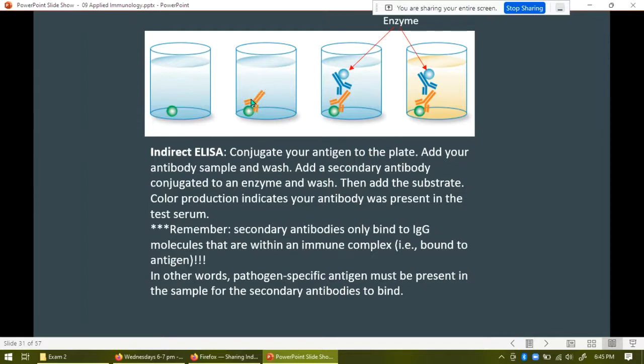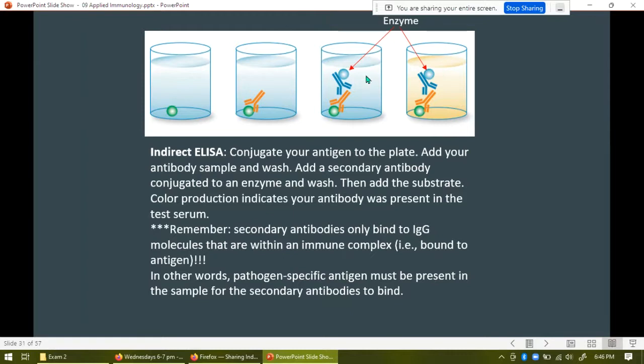Once your primary antibody is bound to the antigen, you add your secondary antibody, and the secondary antibody is conjugated to an enzyme. The secondary antibody is specific for the Fc region of IgG. So this might be mouse anti-human IgG, for example, if you're testing for a human antibody. So the mouse anti-human IgG is going to stick to the Fc region of the IgG molecule from your patient, and then you're going to wash out any antibodies that have not stuck. All of the antibodies that are not bound to something will be washed out.